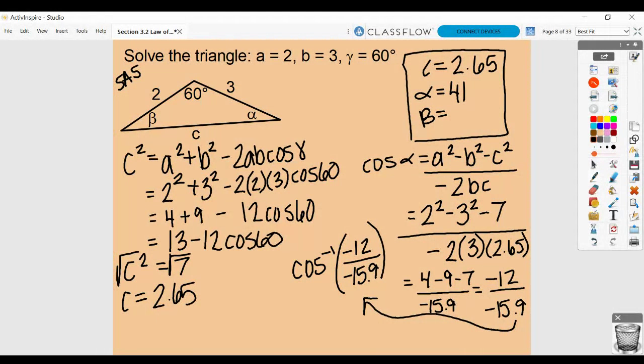Okay, now to solve for angle beta, you could do another setup and do the cosine of beta and do the other formula, but you also now have the other angles. So you can just subtract from 180. So 180 minus 60 minus 41, and you should get 79.